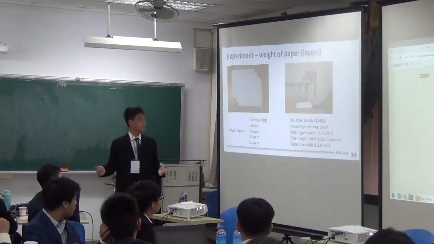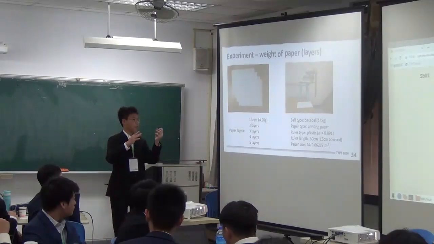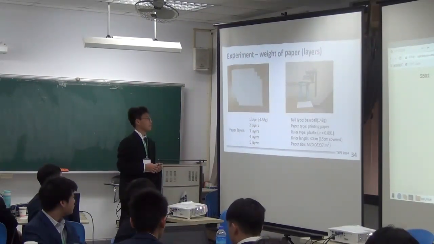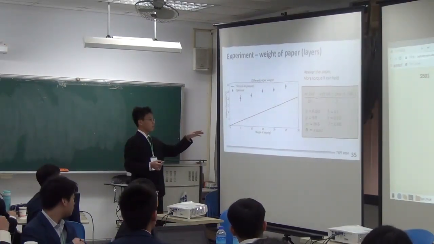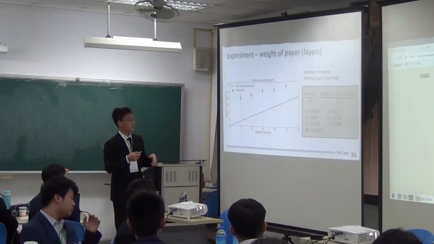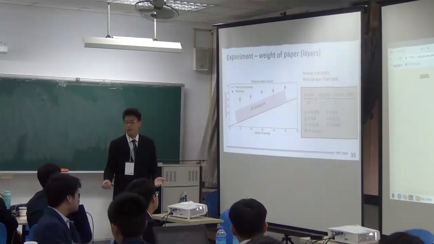So here's the first experiment about different layers of paper. I used 1 layer, 2 layers, 3 layers, all the way to 5 layers of A4 paper, and I set the parameters on the right like that. And here are the results. Here's the weight of paper in grams to highest flip point torque. We can see that the difference between the theory and the experiment is the air pressure affecting it.